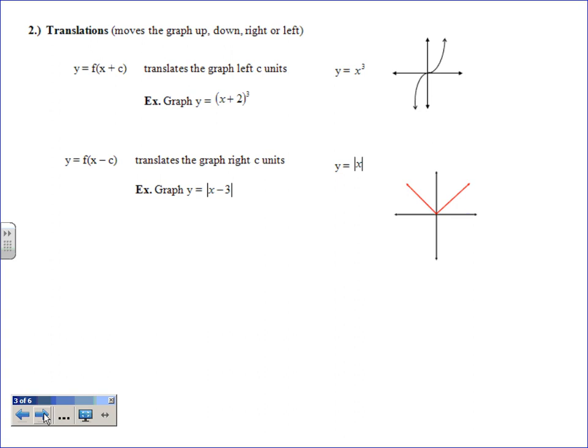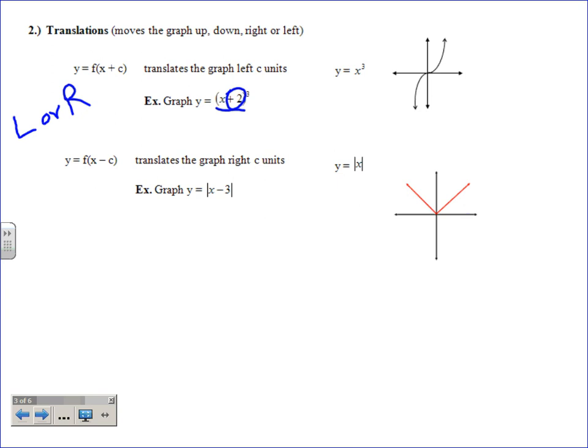This is the hardest one for most people. And anytime in mathematics, when you have something inside parentheses and then squared or cubed or anything, it's always going to be the opposite of what you think. Okay? And if it's inside, it moves it left or right. That's what this one does. This is left or right. And you would think with a +2 that it would move it which way? You would think it'd move it to the right, don't you? Right? But it actually moves it to the left.